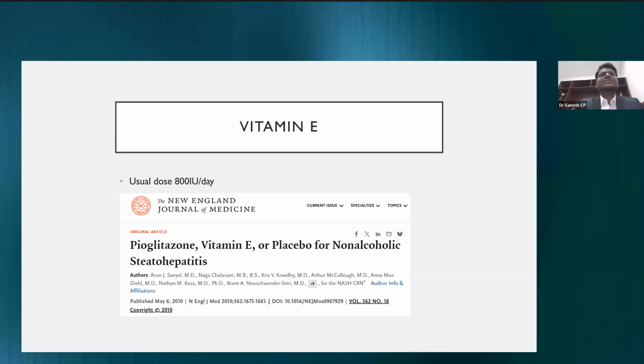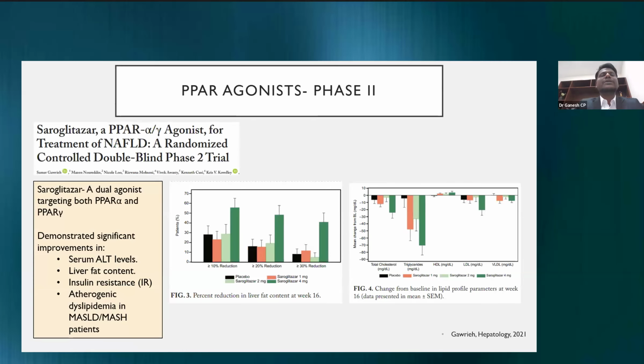Another famous drug, saroglitazar, which is a PPAR alpha and gamma agonist, has been used for the treatment of NAFLD. We have only one histology proven study for this drug, and other non-histological studies which can be said to be close to histology.